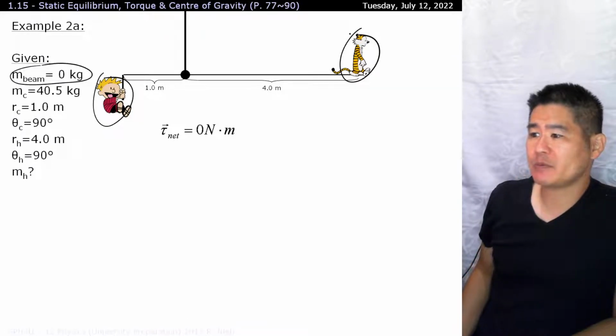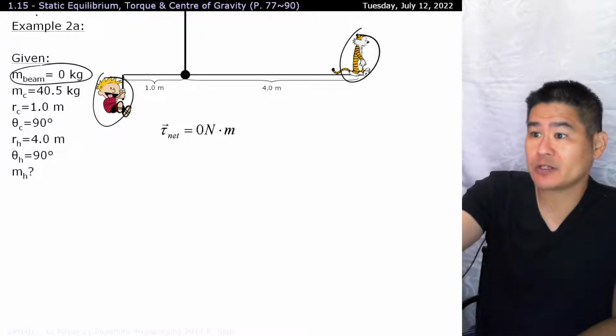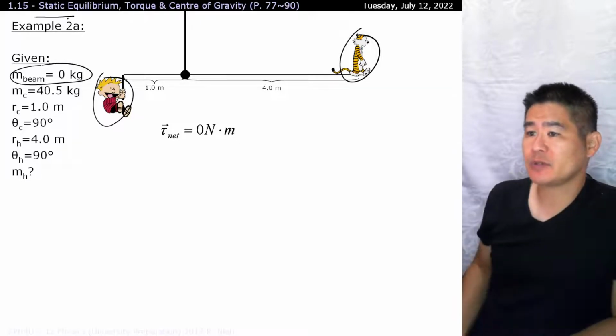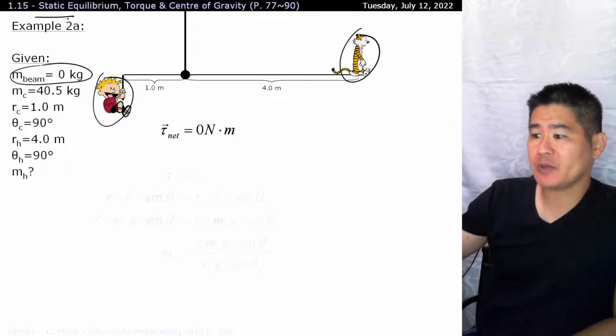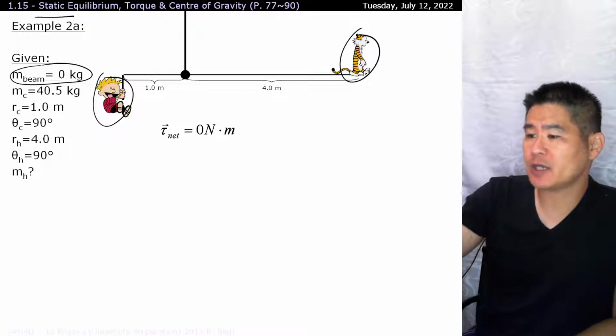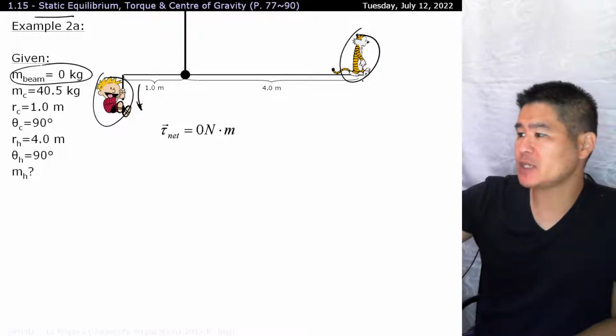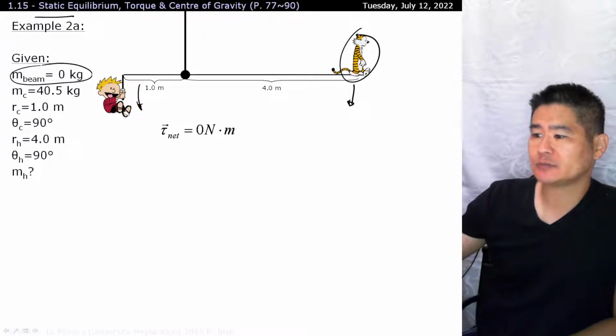Well, in the setup over here, we're hoping that everything remains stationary or static, because that's what our topic is for today, static equilibrium. So the net torque goes to 0. Whatever torque is on the left-hand side must be equal to the torque on the right-hand side. Whatever torque Calvin generates must be the same as the torque Hobbes generates on the opposite side. So they balance out and net to a value of 0.